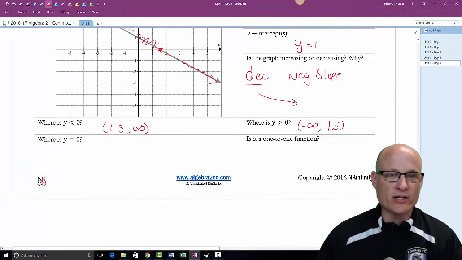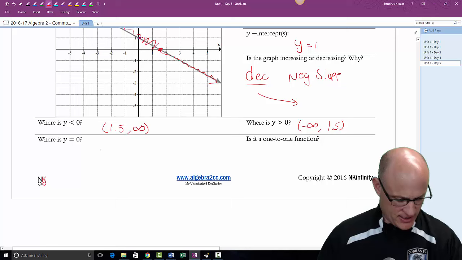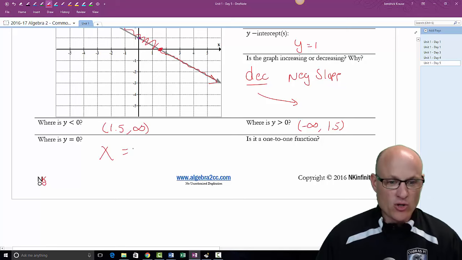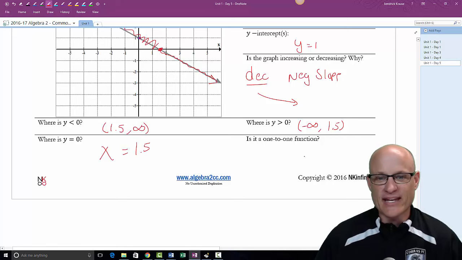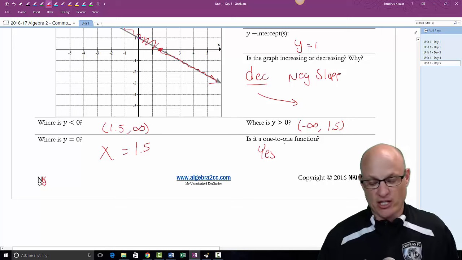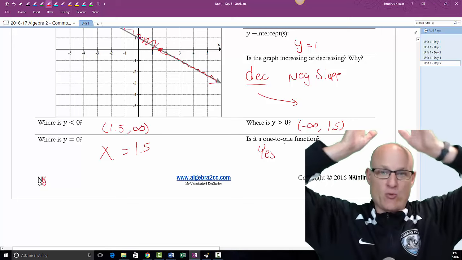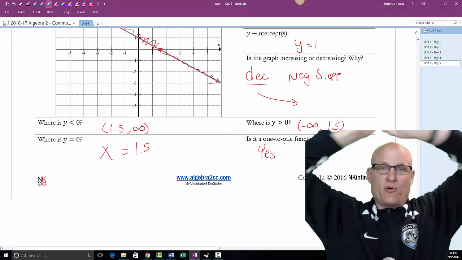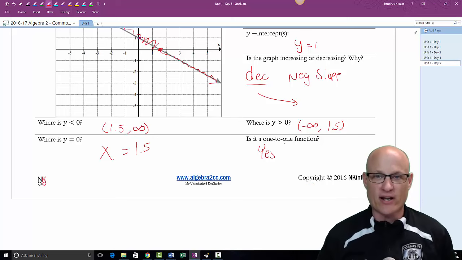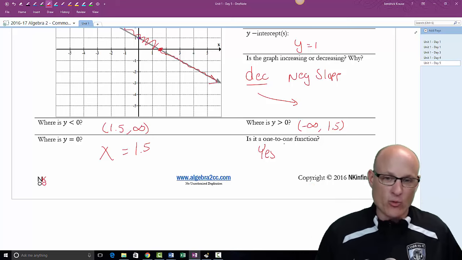And finally, where does it equal 0? It equals 0 at x equals 1.5 or 3/2. And is it a one-to-one function? The answer is yes. Because the original function is a one-to-one function. It passes both the vertical and horizontal line test, and therefore it is a one-to-one function.